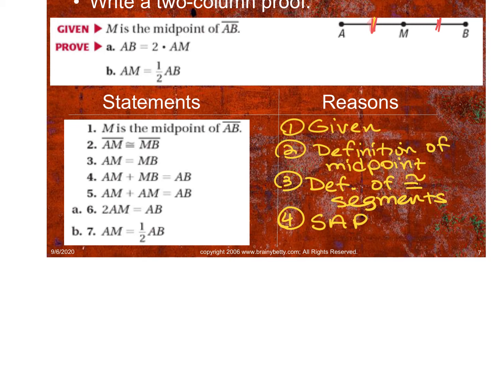Now, to go from 4 to 5, notice what changed was this MB, and it now became an AM. So if you notice the step above, MB equals AM. So what they did was they took out MB and substituted it for what it equals, which was AM. So from step 4 to 5, the reason for 5 is substitution.